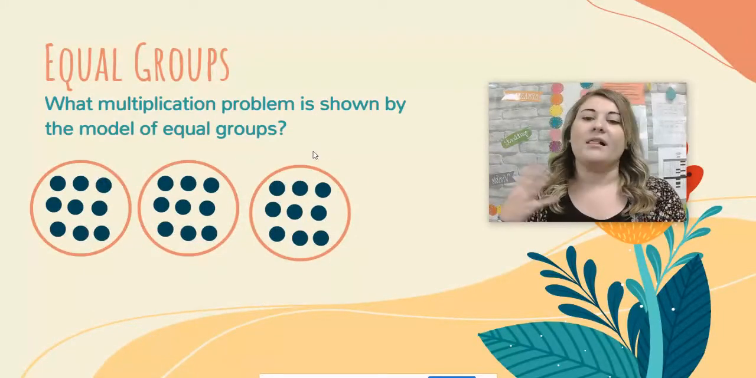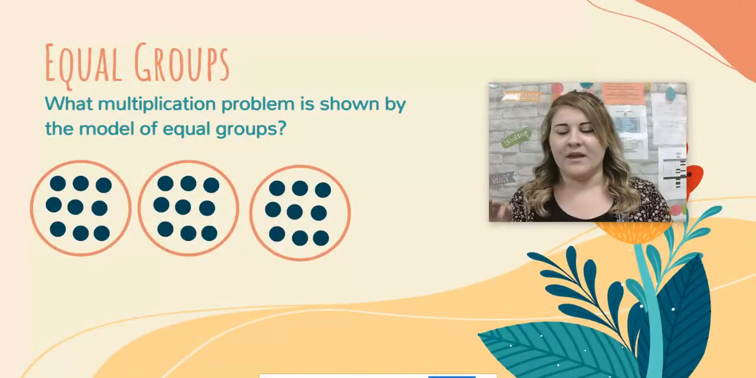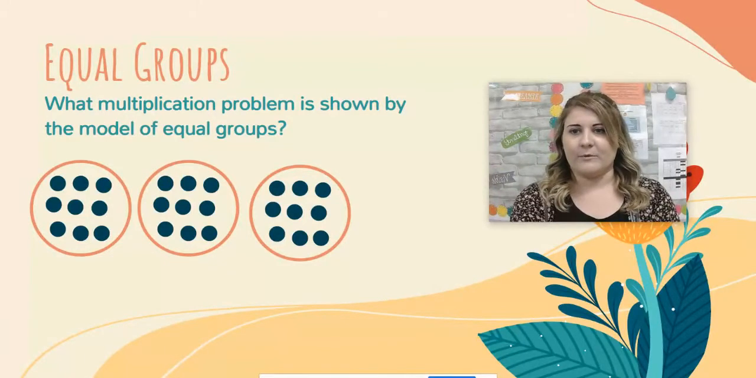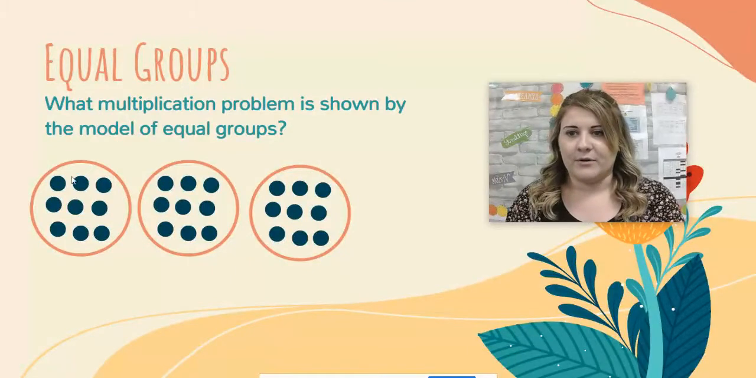All right, let's try this one. This one's a little bit harder. Not as many groups, but there's more inside each group. So how many groups do we have? We have 1, 2, 3 groups. So 3 is going to be our first factor. And then let's count how many there are in each group. 1, 2, 3, 4, 5, 6, 7, 8, 9.